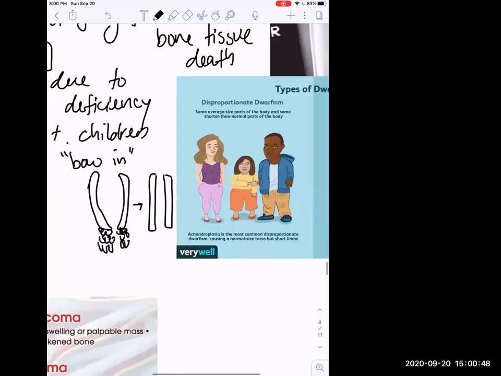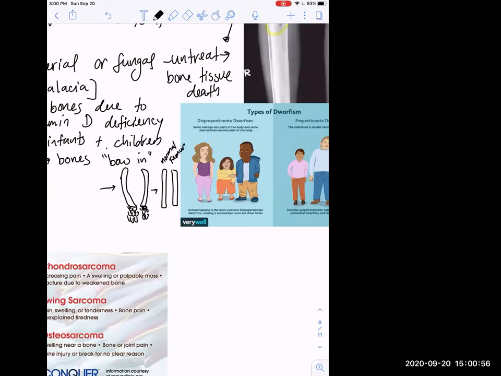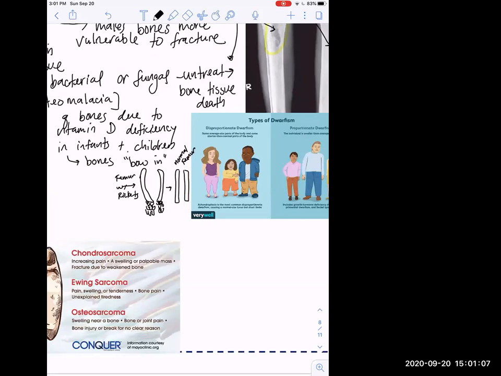So this would be normal. Those would be normal femurs. And then these would be a femur with rickets. And if you have a chance, look up some x-rays of rickets and you'll see what I mean. These bones are soft and they don't tend to be super rigid.